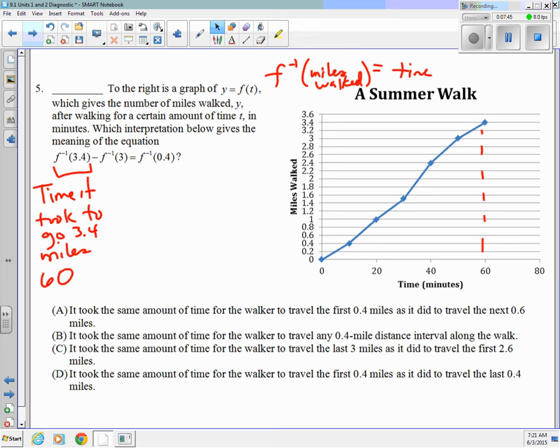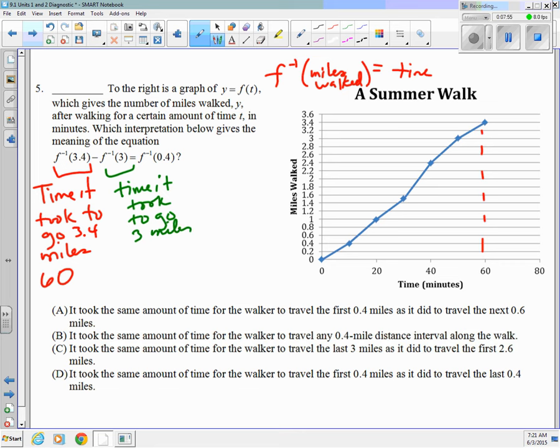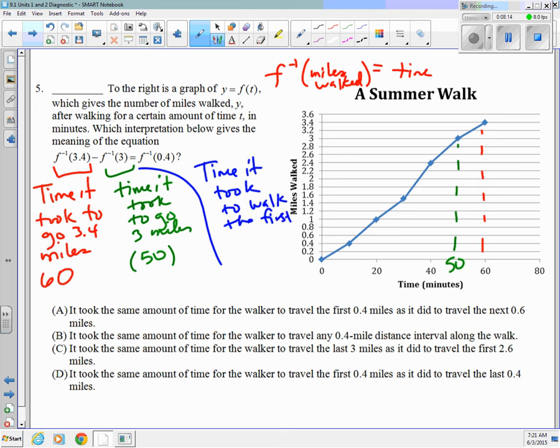F inverse of 3 is the time it took to go the full 3 miles, which was, if you use the symmetry in the graph, that's 50. And f inverse of 0.4 is the time it took to walk the first 0.4 miles, which looks like 10 minutes.